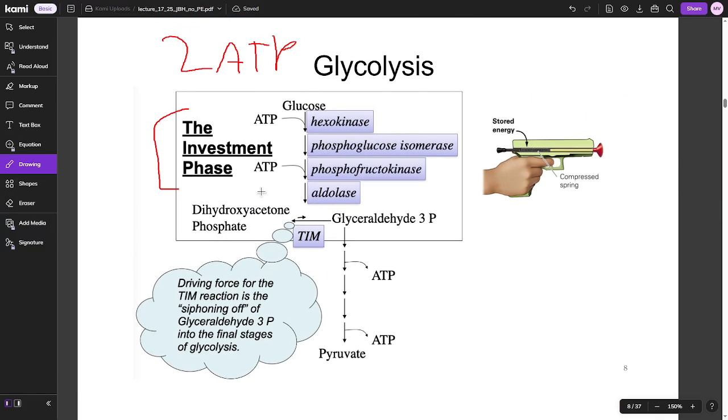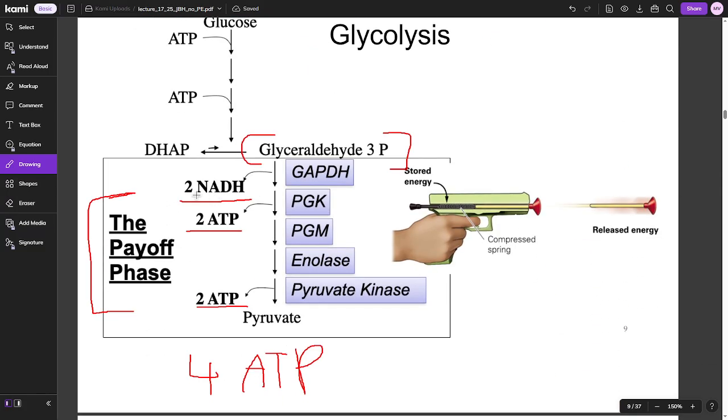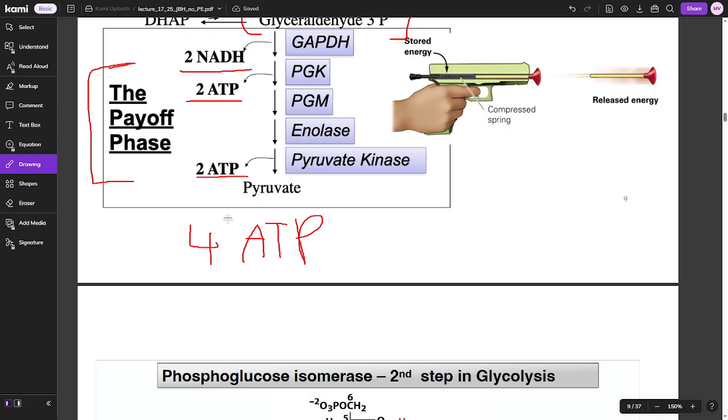And then yeah, that's the main thing there. You also generate these NADHs, these reducing agents, and then of course pyruvate, which goes on to the citric acid cycle, and pyruvate dehydrogenase.